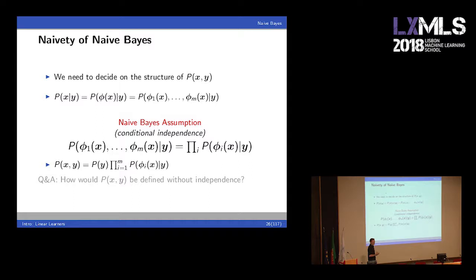Because it's not true. So how would the model look if you wouldn't make this independence assumption? What would the probability of phi 1 to phi m given y be if you just apply the rules of probability? You learned that yesterday. I'm sure you learned it.